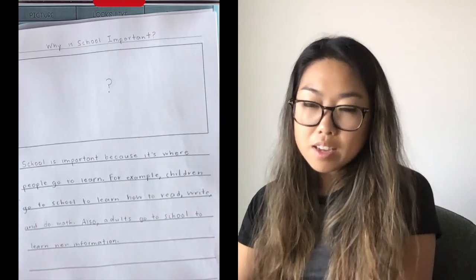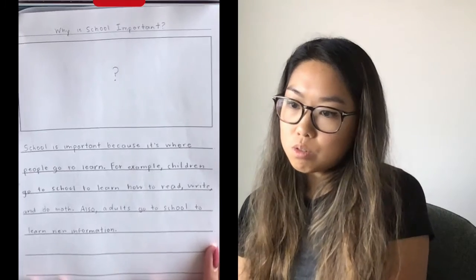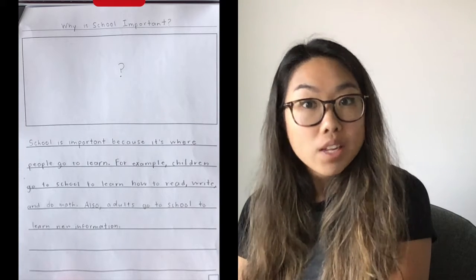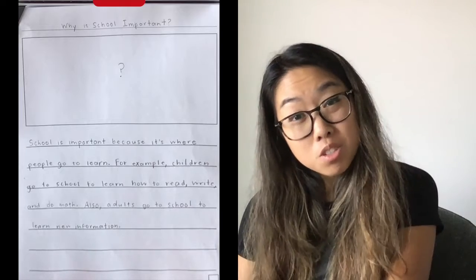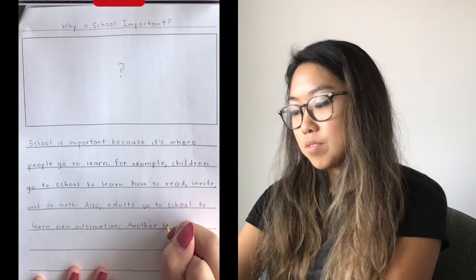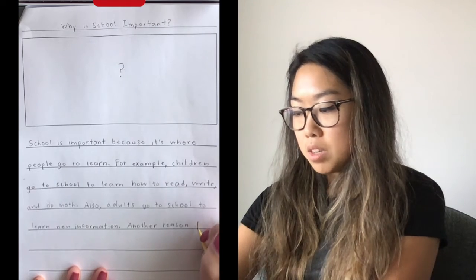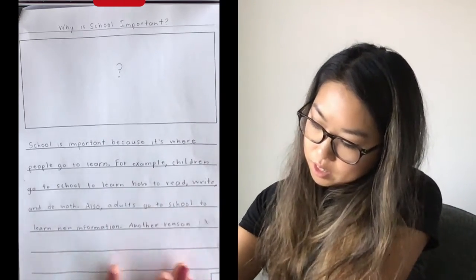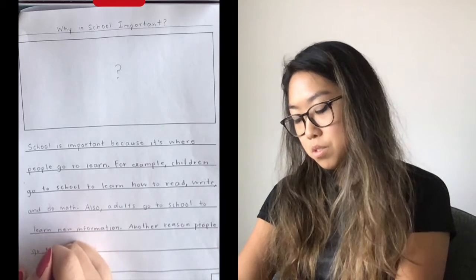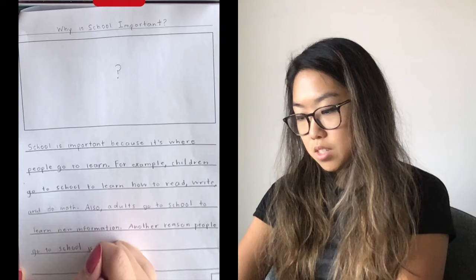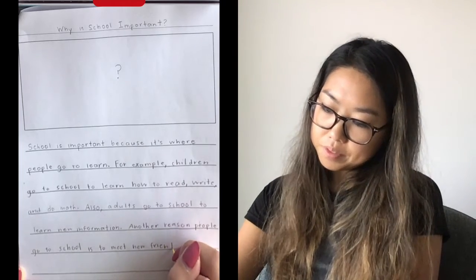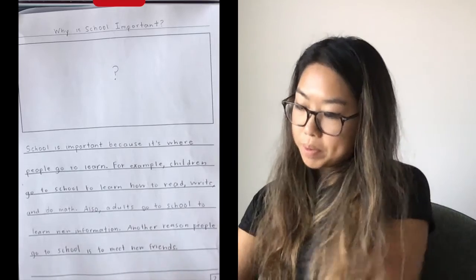Okay. But I also want to make sure I have 4 sentences. So let's see. I have 1 sentence, 2, and 3. What else could I teach? Well, I know people don't go to school just to learn new things. People go to school so they can make friends too. So I'm going to say another reason people, oops, it's not going to fit there. Another reason people go to school is to meet new friends. And again, label my page number.